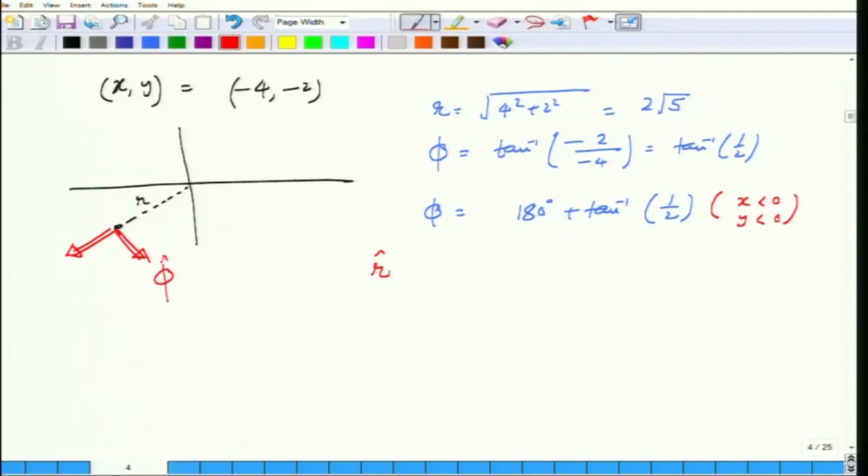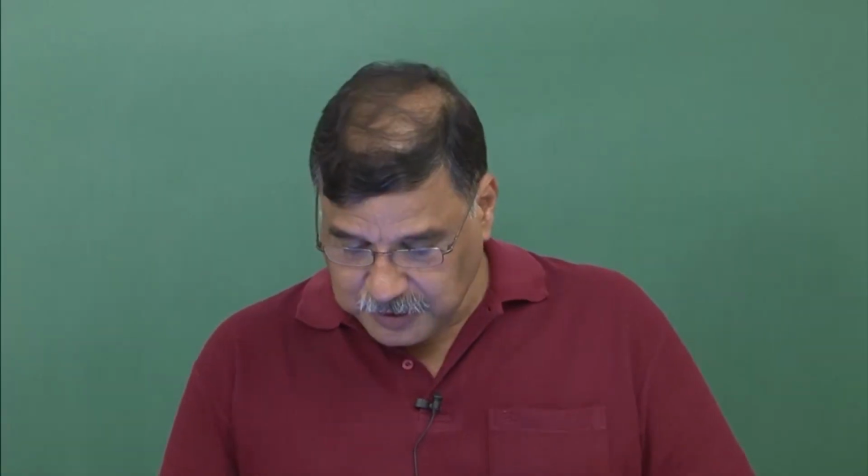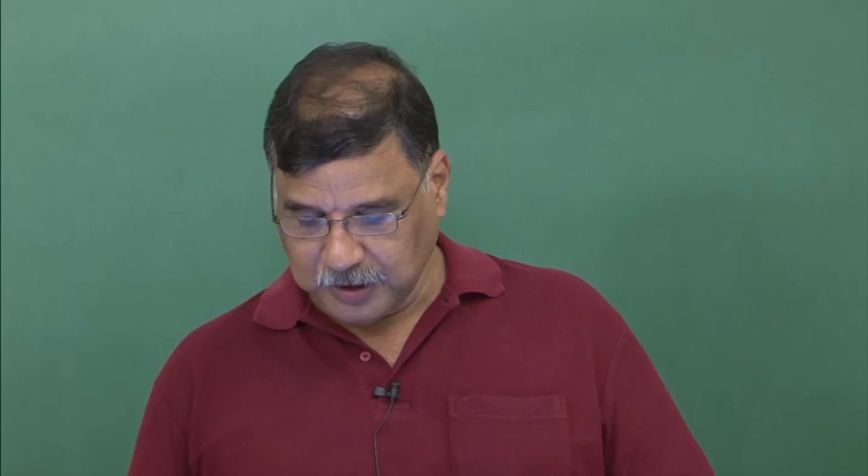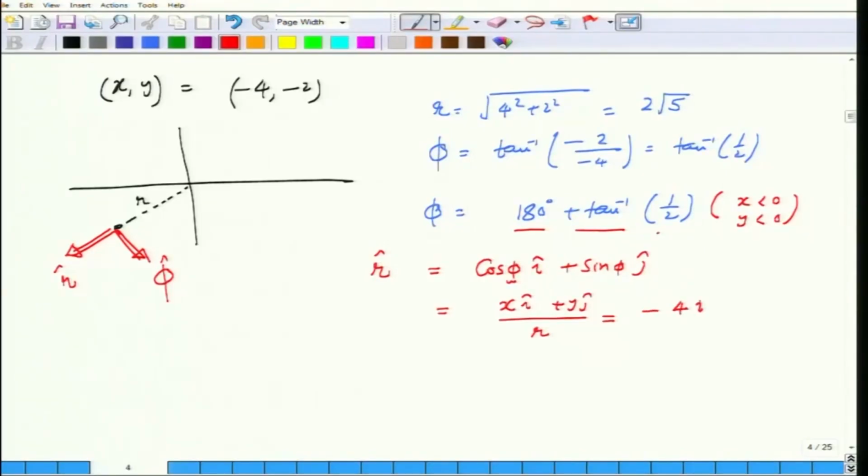This is the phi unit vector and r unit vector. Now it becomes important that we realize that phi is 180 plus tan inverse 1 over 2. If I were to write this as cosine of phi i plus sine of phi j, then this phi being greater than 180 degrees will be important. On the other hand, if I write it directly as xi plus yj over r, then that sign is automatically taken care of, and this would turn out to be minus 4i minus 2j over square root of 5.